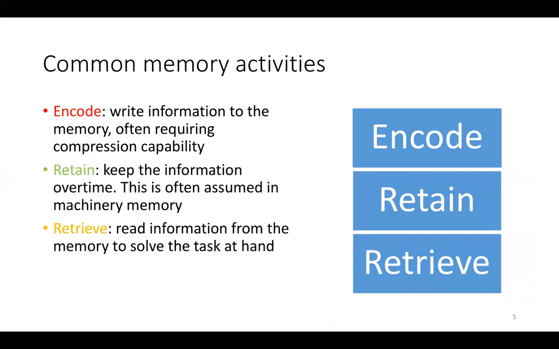When we talk about memory, we often mention its common activities. The first activity is storing or encoding. We need a mechanism to write the information to the memory, and this often requires compression, right? We cannot write everything into a finite memory. The second ability is to retain, which means we keep the information over time. This is often assumed in machine memory: just plug in the power and it runs forever. But for human memory, it can be very hard to retain the information. And finally, there is the retrieve activity, which basically means we recall or retrieve the information from the memory to solve the task at hand.